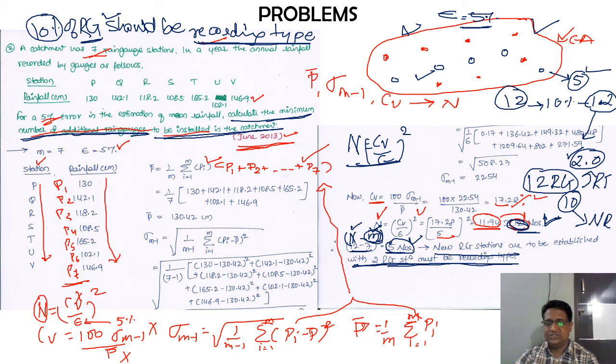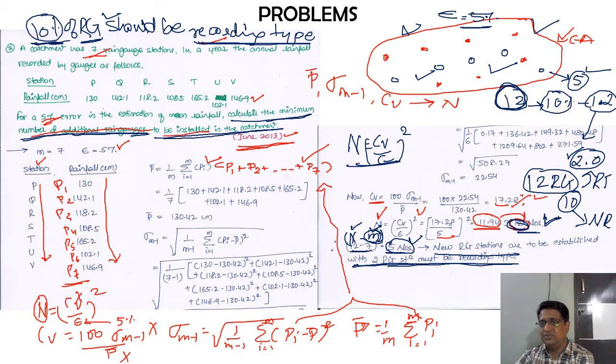So that's why they prescribe that 10% of the total rain gauge stations needed should be of recording type. I hope this is clear for you. So again I'll repeat, out of the 12 rain gauge stations required for this entire catchment area, 10% should be of recording type.